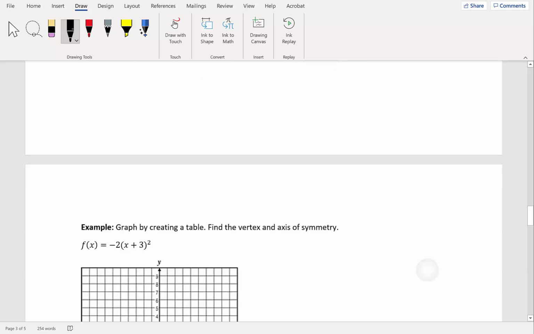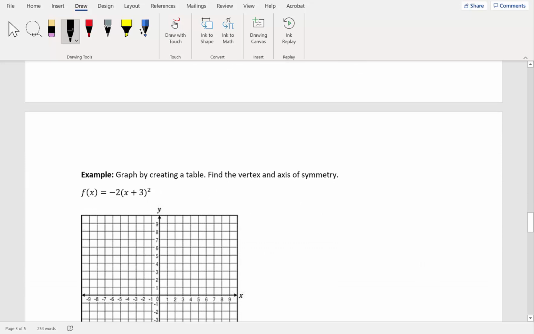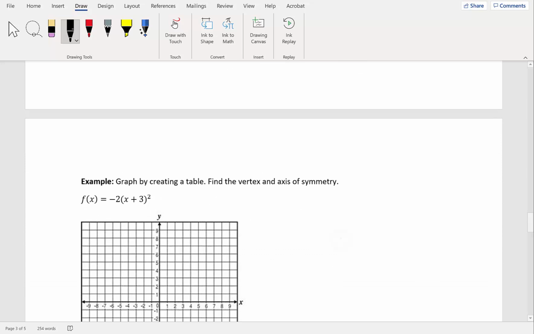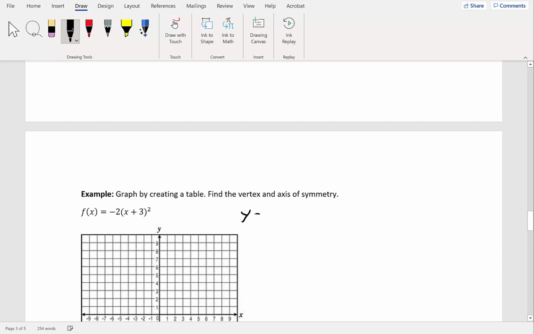Now let's take a look at the next problem. So same type of problem. We're going to graph by creating a table. Let's go ahead and change our f of x into a y first, so it's something we're more comfortable with. So we have y is equal to negative 2 times x plus 3 squared.